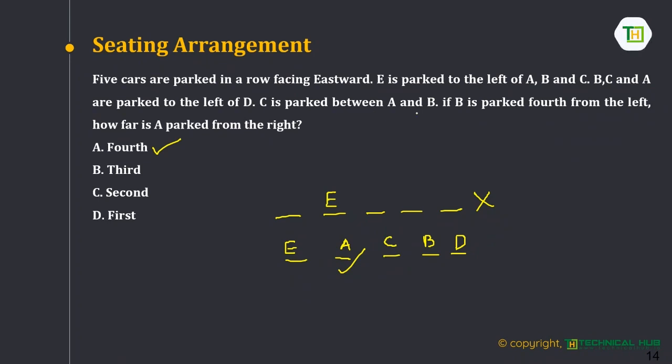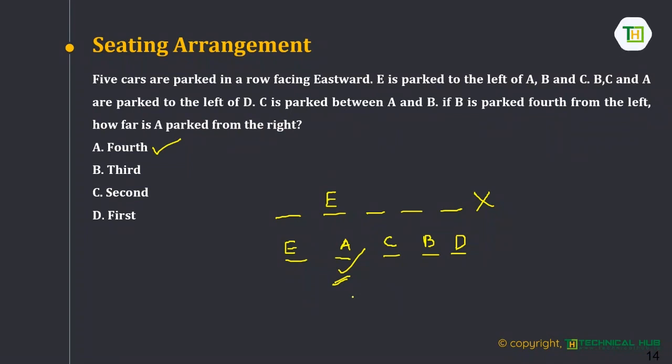C is parked between A and B, means C is exactly in the middle of this given arrangement. And B is parked fourth from the left, so first left, second left, third left, fourth left. So this is the B position. The remaining position is occupied by A. So finally, how far is A parked from the right? Right-hand side: first right, second right, third right, fourth right. So the answer is fourth. Given the options, option A is the correct answer.